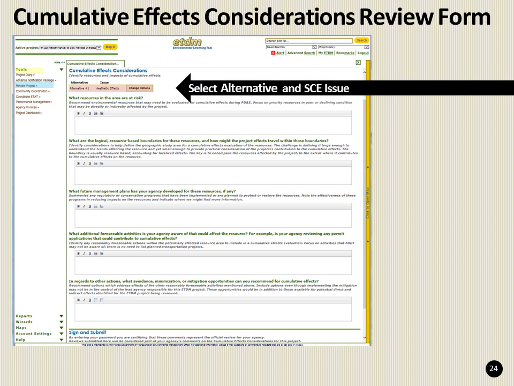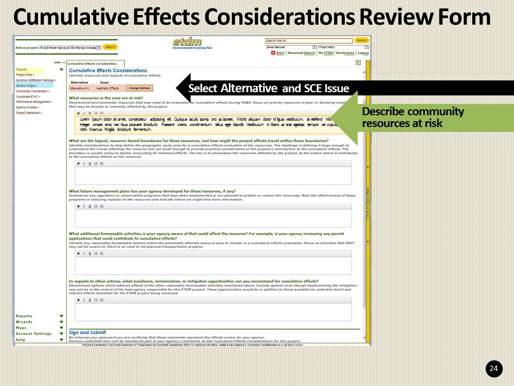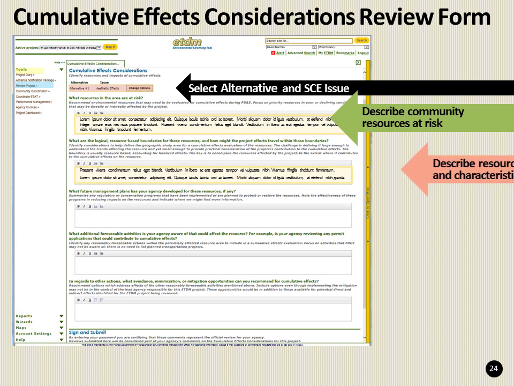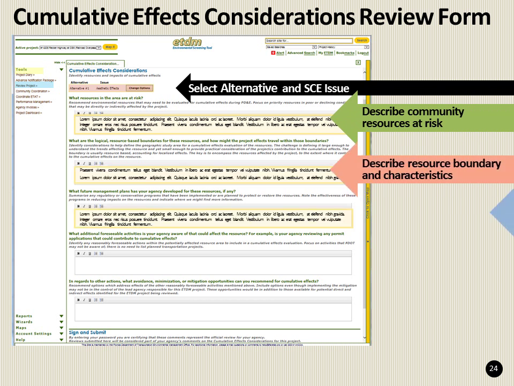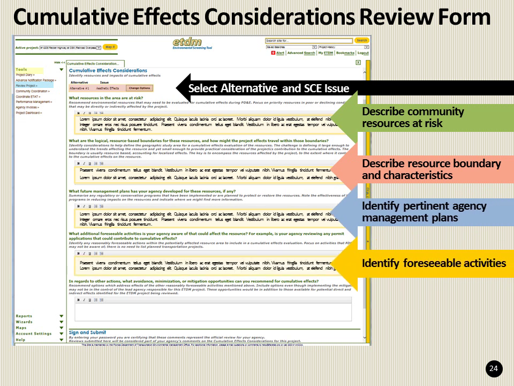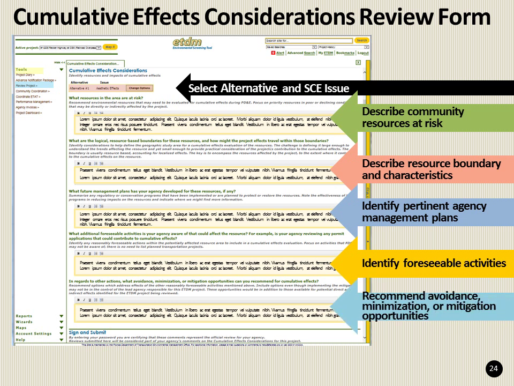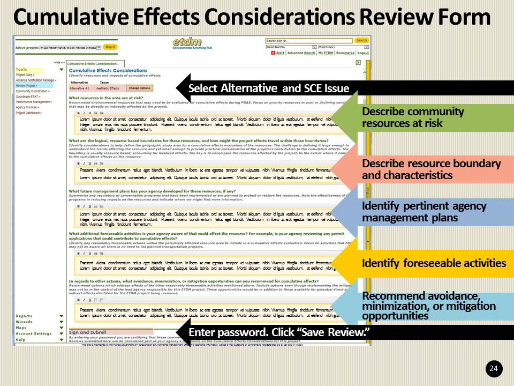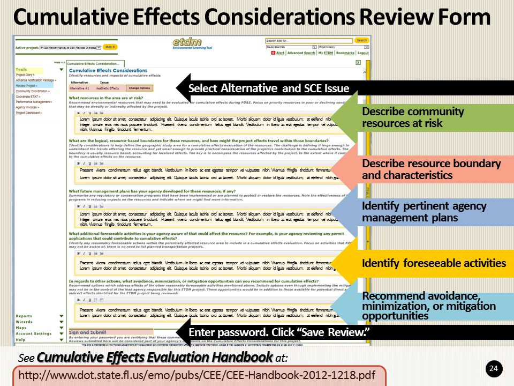Select the appropriate alternative and SCE issue at the top of the form, then use input fields to describe community resources at risk and the resource boundary characteristics. Identify pertinent agency management plans and foreseeable activities that could affect the resource, and recommend any avoidance, minimization, or mitigation opportunities. Enter your EST password and click Save Review to submit the information. More information on this topic is available in the Cumulative Effects Evaluation Handbook on the department's website.